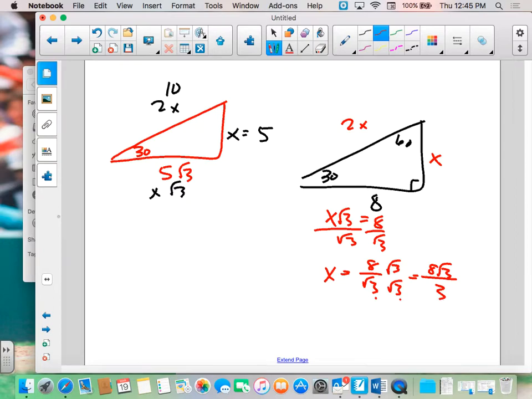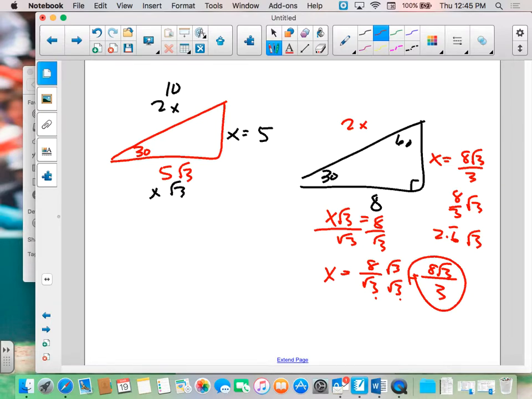Remember, the square root of 3 times itself is 3. Square root of 3 times the square root of 3 is the square root of 9. So that means your x is 8 root 3 over 3. You can leave it like that. You can write it like this, too. You can put the square root of 3. You can write it like this if you like that better. They're all the same thing. But keep your radicals separate.